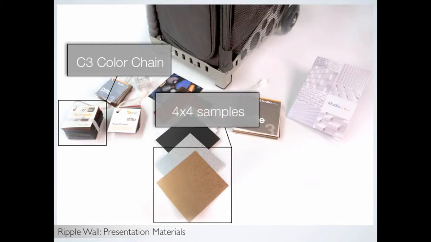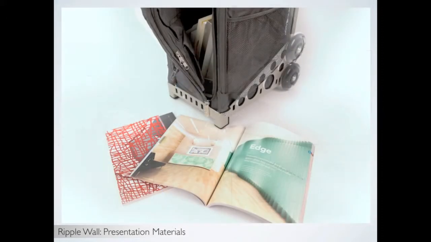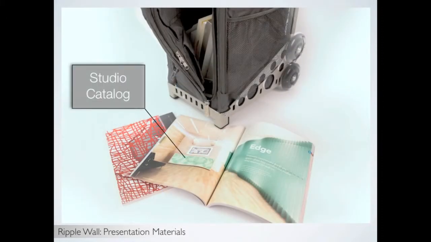You also need 4x4 samples to show the available laminate, aluminum, wood veneer, poly resin, and high-res offerings. You should also have the overview fold-out brochure that shows the entire studio line. This brochure is a great giveaway for each attendee at your presentation. Finally, you should have a studio catalog, which shows all of the studio offerings. Each A&D library or firm should have at least one copy of this catalog.